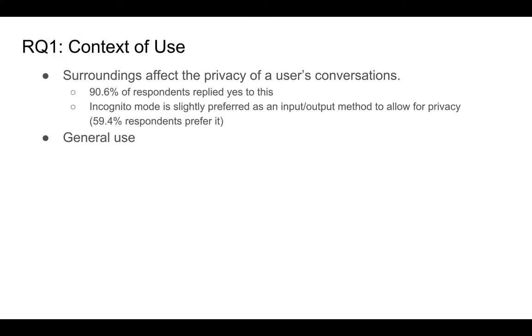Our first focus was the context of use, or how we should consider the design of the application with regards to its use in different physical areas, such as location, weather, or privacy. And due to the difficulty in changing a piece of software's design based on physical location or weather conditions, we instead focused our questions on the privacy context, and found that surroundings affected the privacy of a user's conversation for 90.6% of respondents, with users also stating that the option to open an incognito mode conversation was preferred.